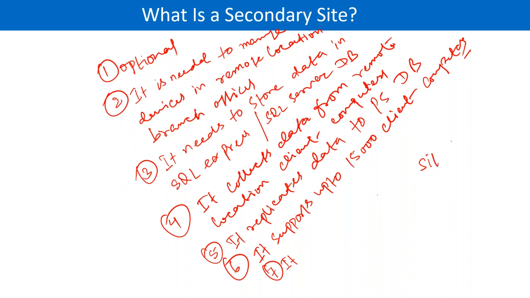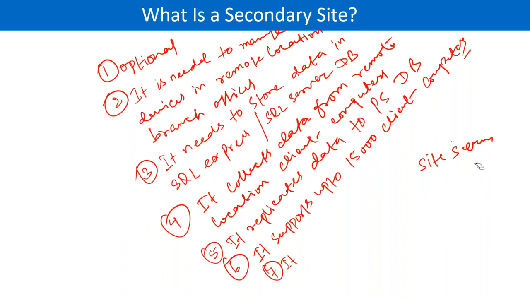So site server. Okay. Three site servers: CAS, primary, and secondary. These are site servers, so you can have one or more roles on these servers.